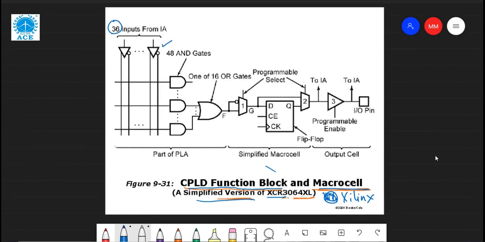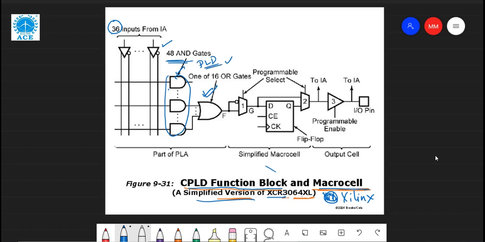A buffer or inverter, which gives the inputs of the AND gates. The AND gates here are 48. So this is the AND operation connected together. Then each OR gate can accept up to 48 product terms, which come from the AND gates. So these 48 product terms will be accepted by the OR gate. This is a PLA, the same operation. This is the PLD's operation, whatever PLDs we discussed in the previous class.